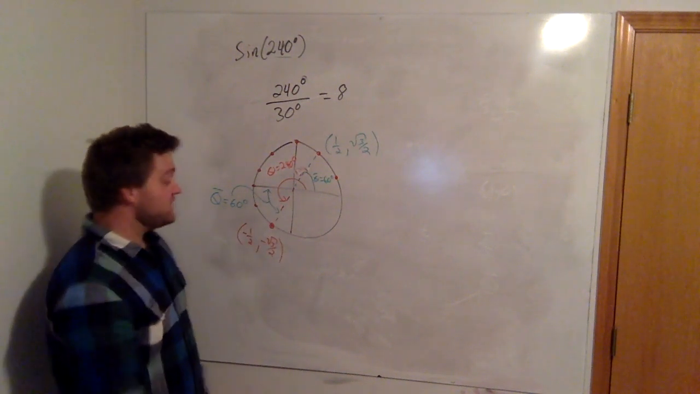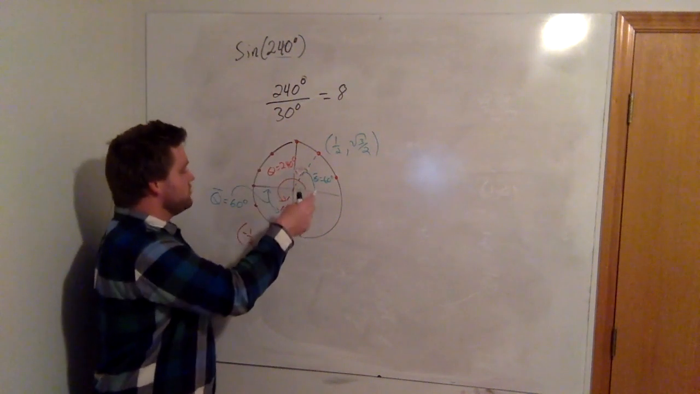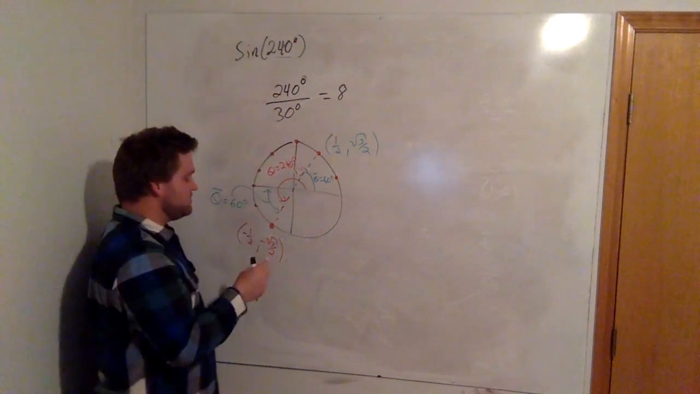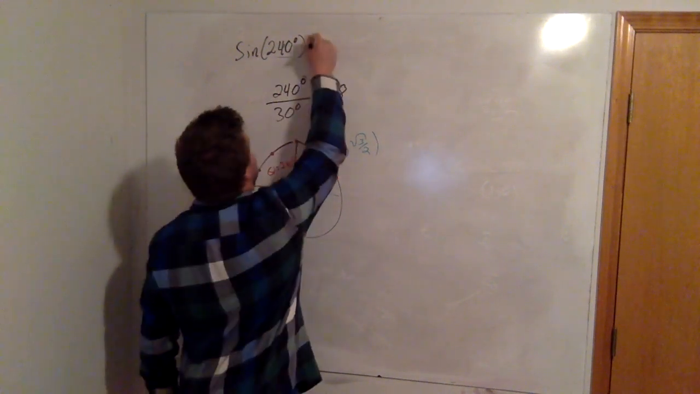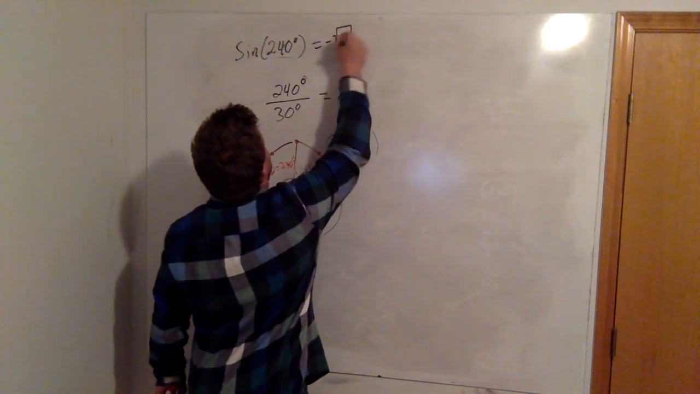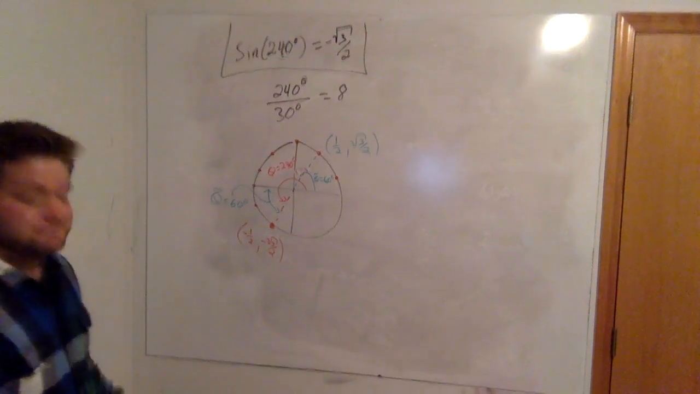Okay, so I want to know what sine of 240 degrees is. Remember that cosine is the x-coordinate. I want to know what sine of 240 degrees is. Remember that sine is the y-coordinate. So the answer will be -√3/2. And that's our answer.